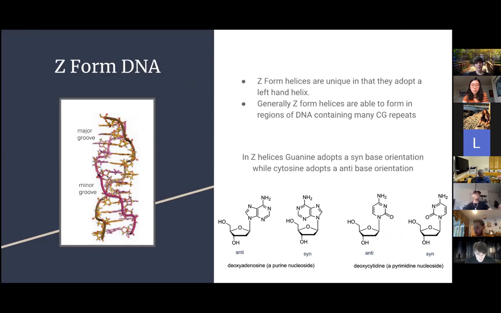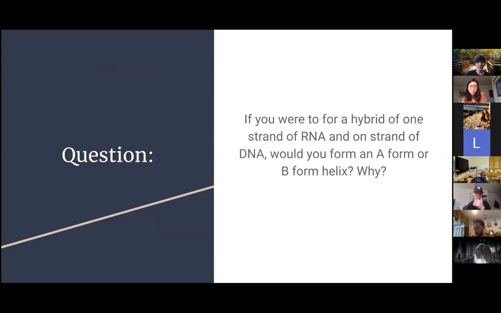Are there any more questions regarding the three forms of helices? Okay, I shall continue. So I have one question. If you were to form a hybrid of one strand of RNA and one strand of DNA, would you form an A form or B form helix, and why?